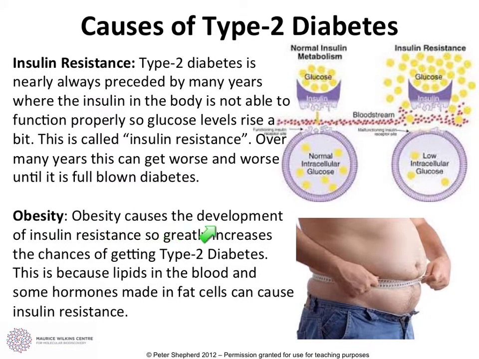And as we've said as well, one of the major causes of type 2 diabetes developing is obesity, and this is partly because you can actually end up with lipids being carried around in the bloodstream, and this also can react with the hormones and stop these cells from being able to respond to insulin.